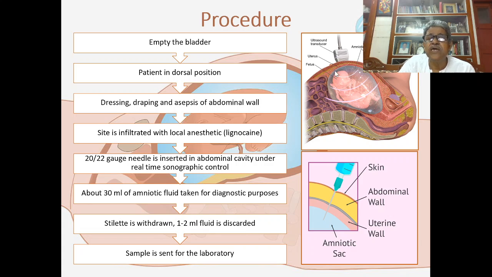Commonly, when collecting a sample from any patient, the initial drop must be discarded, because in the first drop different types of tissues and other fluids may be included. So the 1 to 2 ml of fluid must be discarded. After that, the sample is sent to the laboratory for diagnostic purposes, like biochemical analysis, cell culture, cell studies, such different types of studies may be done in the laboratory.